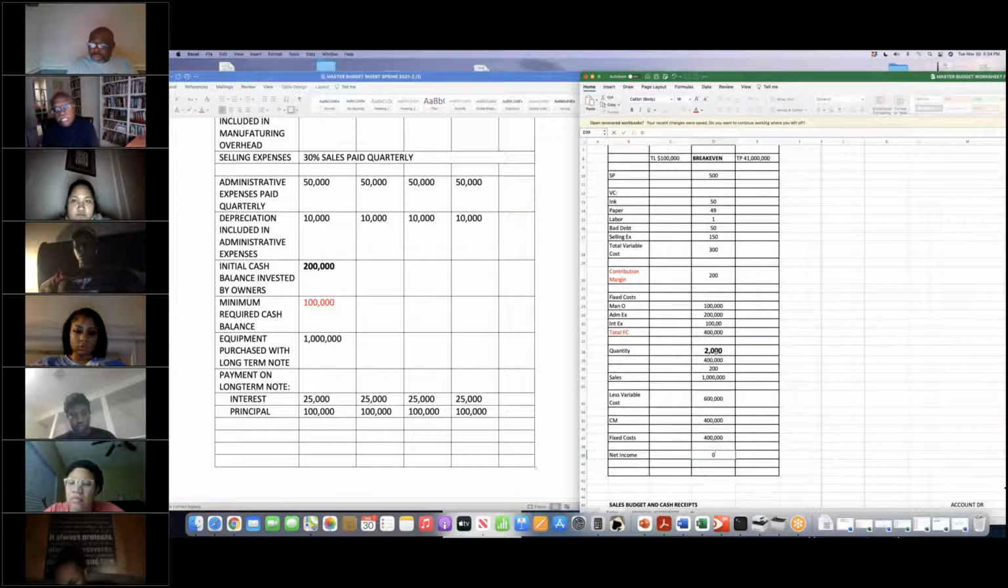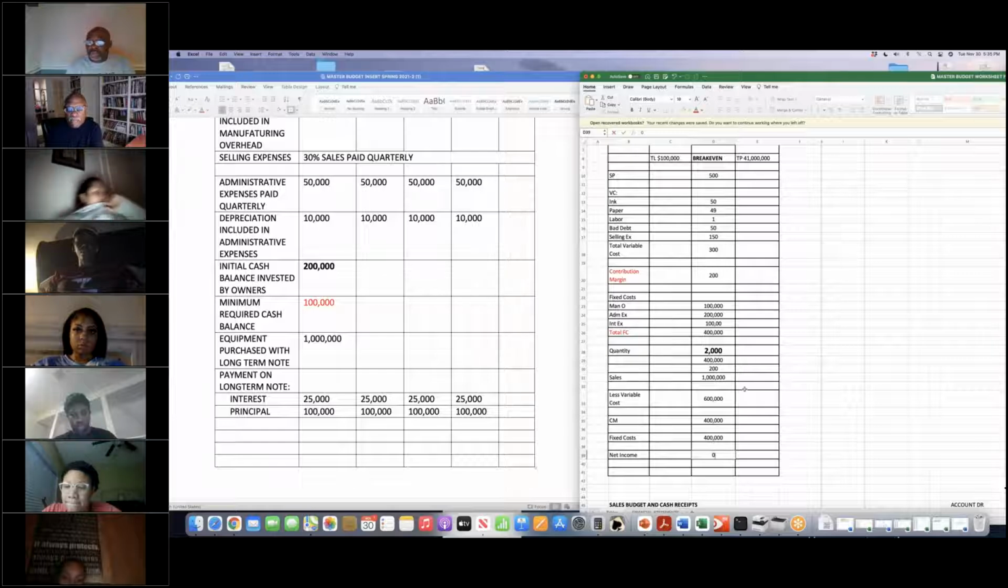So when you calculate your quantity, then you come through here and extend that quantity. So we multiply 2,000 times 500. Then we multiply 2,000 times 300 to get our sales and variable costs. Get a dollar contribution margin of 400. Then we subtract out the fixed costs to get 0.